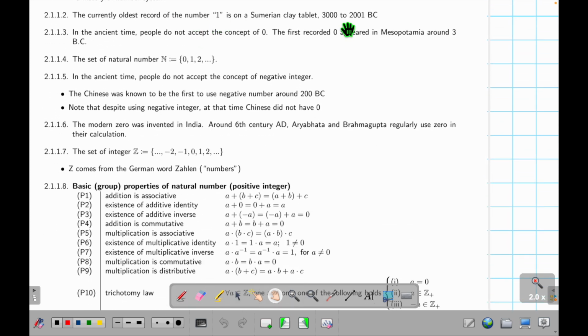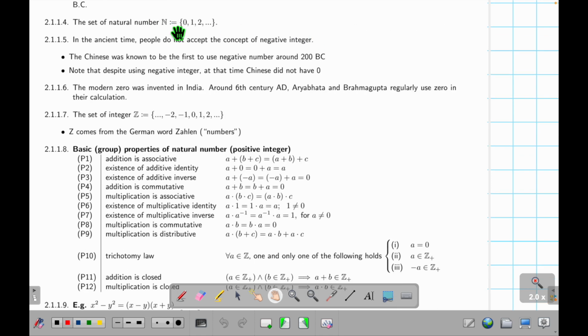So 1 appeared around 3000 BC. Basically numbers start with 1. And in the ancient time, people didn't have 0. 0 means nothing, empty, vacuum, so in the ancient time people didn't believe this. This only appeared in 3 BC, so you see, it's after 3000 years. So we will let this symbol be the natural numbers, and we consider 0 in our definition. Some people start with 1, but we take 0 into N, okay?